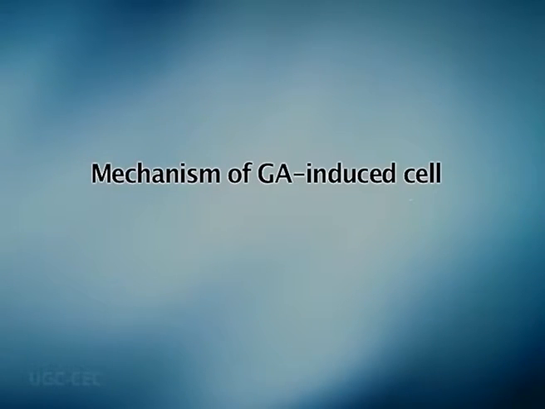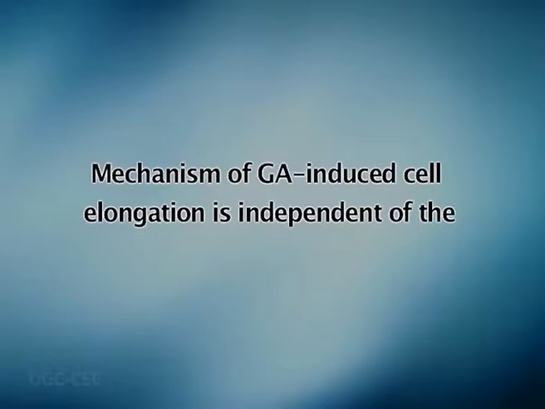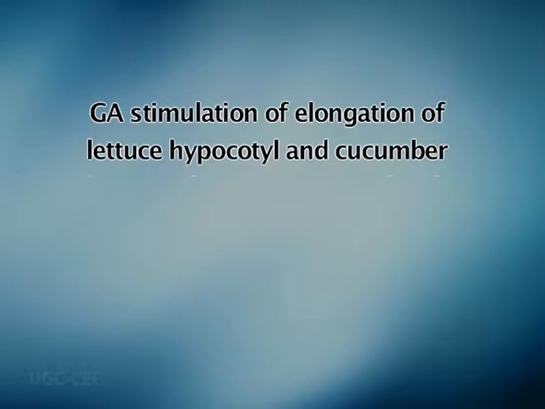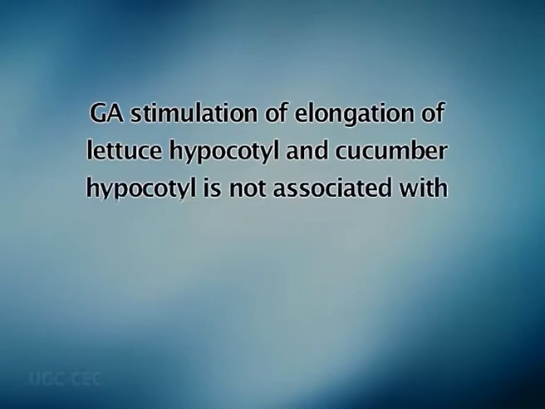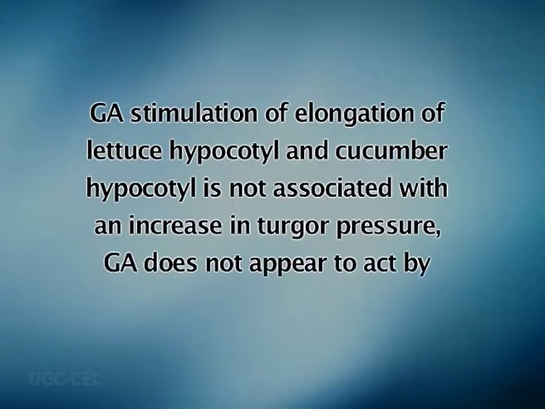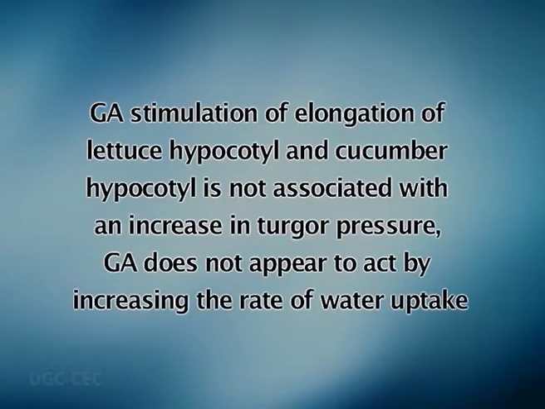In this case, GA stimulates radial cell expansion instead of cell elongation. This finding indicates that the mechanism of GA-induced cell elongation is independent of the orientation of cellulose microfibrils. The elongation rate can be influenced by both cell wall extensibility and the osmotically derived rate of water uptake. Since the GA stimulation of elongation of lettuce hypocotyls and cucumber hypocotyls is not associated with an increase in turgor pressure, GA does not appear to act by increasing the rate of water uptake.